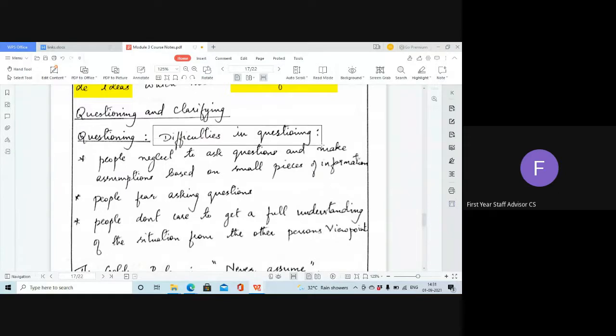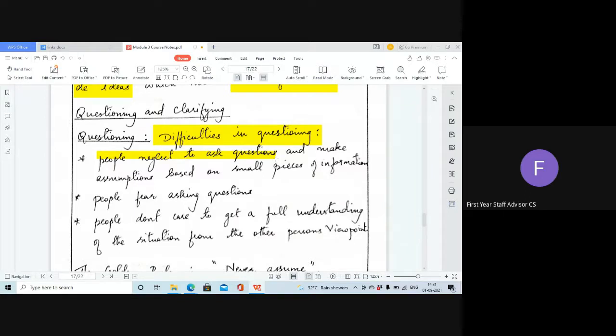Difficulties in questioning. Now, why do we neglect this? Why are we not asking any questions? What are the difficulties that a student or any person faces in asking questions? First point, people neglect to ask questions. Why do people neglect to ask questions?